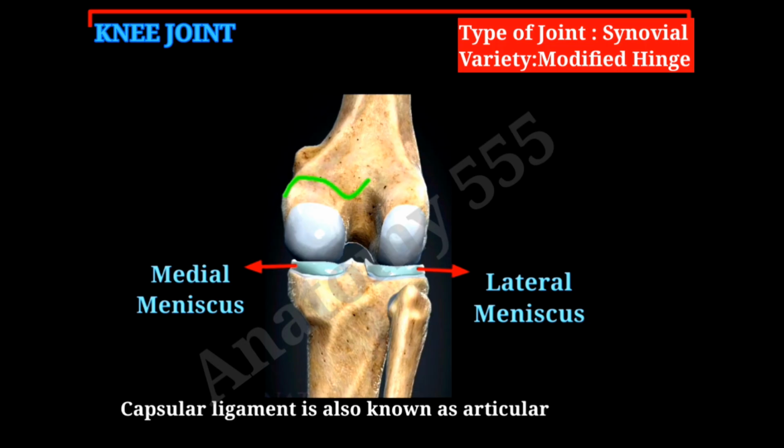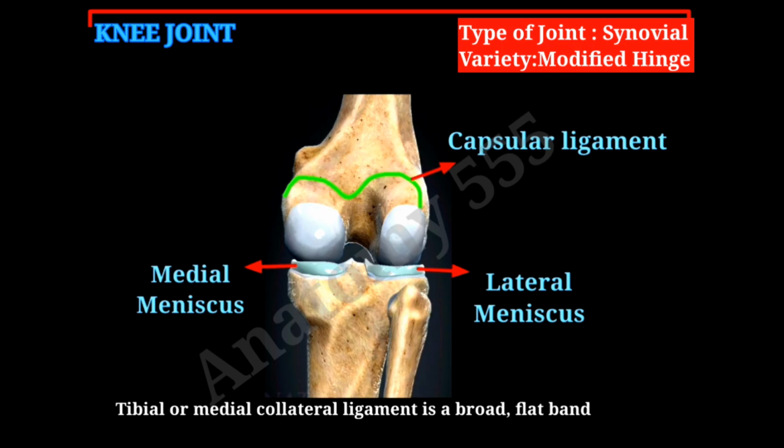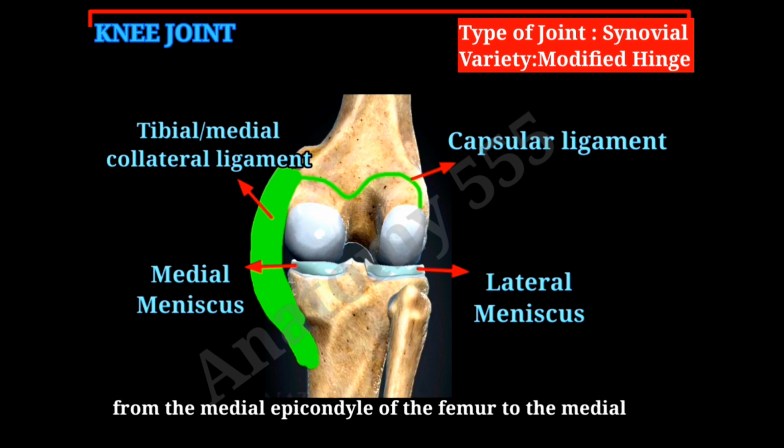Capsular ligament is also known as articular capsule. It connects the femur, tibia, and patella, and is strengthened at several points by tendons and other ligaments. Tibial or medial collateral ligament is a broad, flat band extending from the medial epicondyle of the femur to the medial surface of the tibia. It resists abduction or valgus stress of the leg.